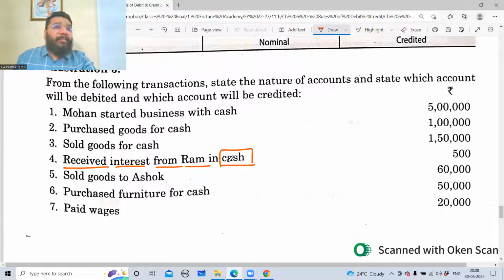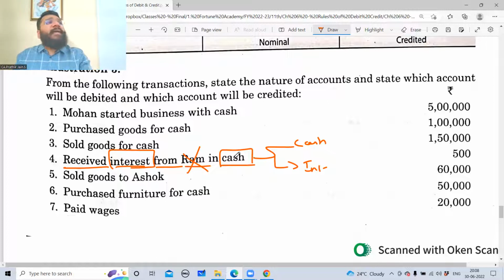Tanish, comfortable? Right? No problem. ठीक. Receive interest from Ram and cash. So one is cash account, another is interest. Why do I need to record? Because income I need to record. It's income. Ram, why I'm not recording is because he's paying cash. When he's paying the payment, why should I need to remember his name? So cash and interest. Cash is what?